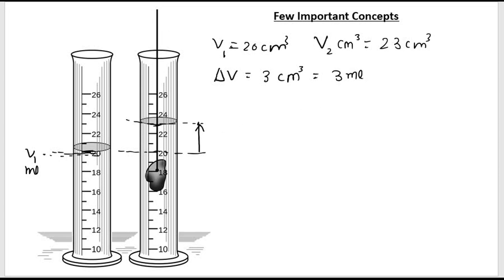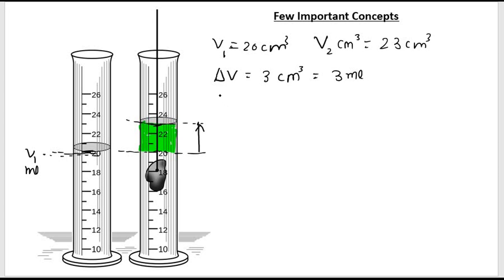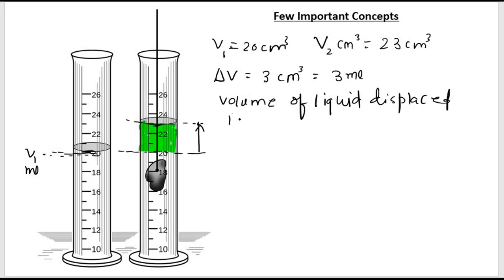So what is 3 ml or 3 centimeter cube? It is this part of the water that I am showing you. So what is this green color part that I am showing you? That is the volume of liquid displaced, and that is the same as the volume of the irregular object. So volume of liquid displaced is equal to volume of the stone immersed.